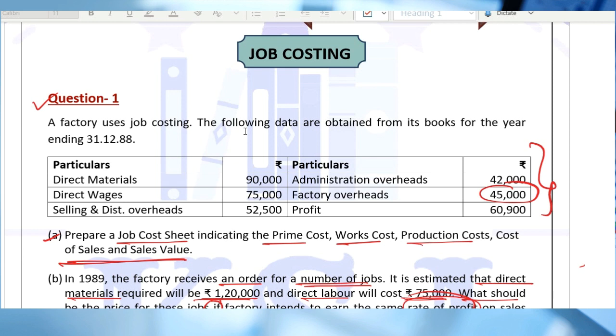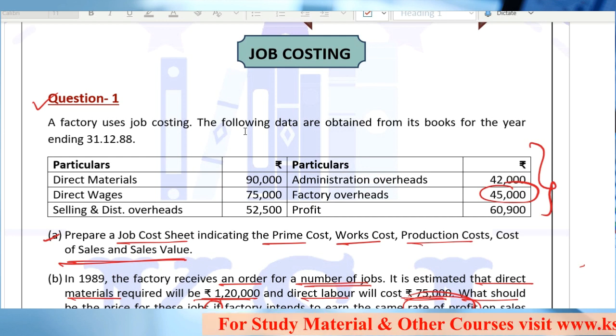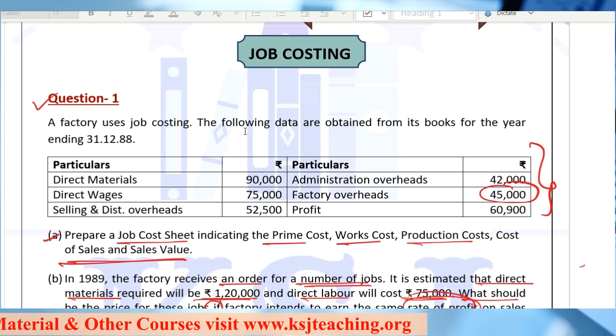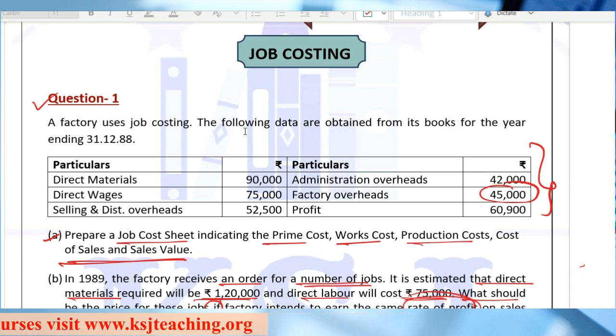So let's continue with our discussion on job costing. A very simple chapter, as we have already discussed in the last part. There is nothing new in this chapter. What we have to know is that we just have to prepare the cost sheet for a particular job, right? We took some examples in the last lecture, that XYZ Limited received 3 orders, A, B, C. All these 3 individual orders are the particular jobs that they have to execute, right?